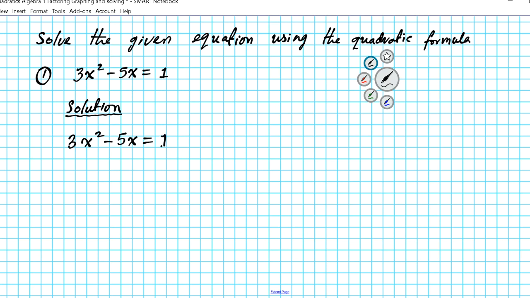Okay, so first things first is we want to make sure that this quadratic is written in standard form. So is this quadratic in standard form? The answer is no. Okay, in order to place it in standard form, it has to be equal to 0 and in descending order of degree. Okay, so is it equal to 0? Nope, it is equal to 1. So we need to do some work there.